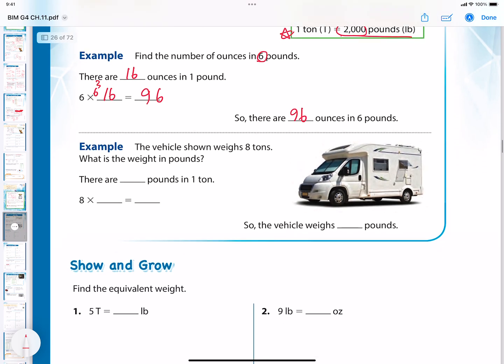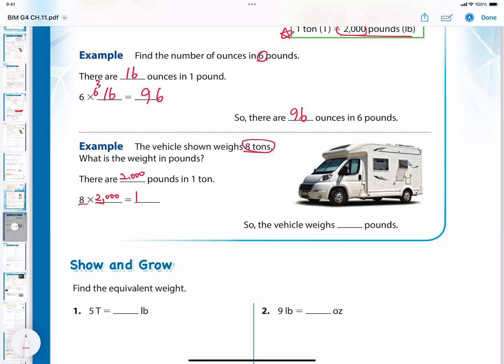Another example. The vehicle shown weighs 8 tons. What is the weight in pounds? Now, how many pounds are in 1 ton? Remember? 2,000 pounds, right? Now 8 times 2,000 is what? 8 times 2 is 16. How many zeros? 3 zeros. So 16,000. Okay? So the vehicle weighs 16,000 pounds.